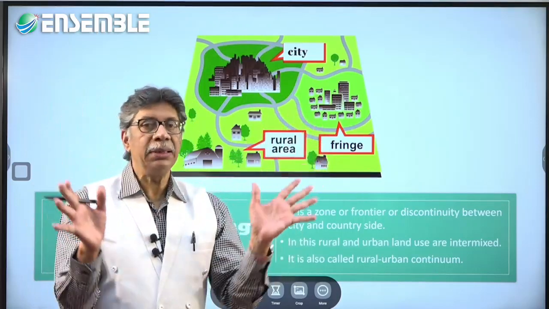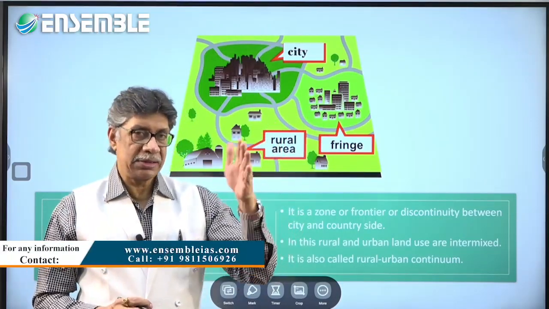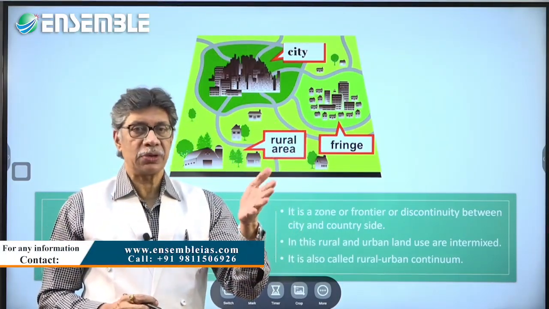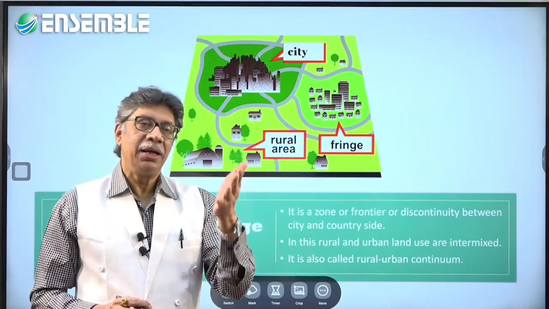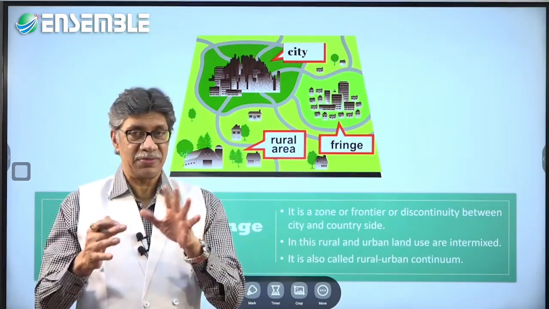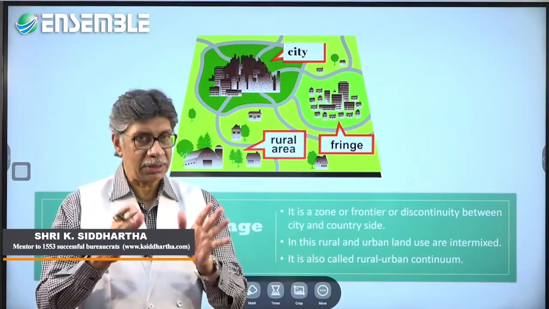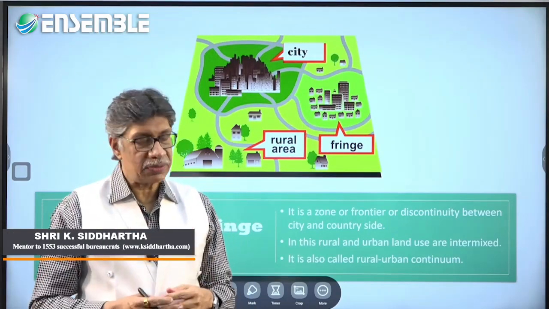So, an urban area will comprise a CBD. It will comprise a residential area. It will also comprise slums, and we have devoted a good amount of time to slums and also the space as well.